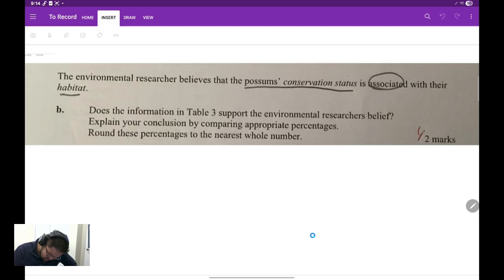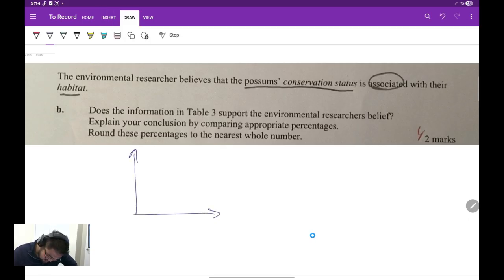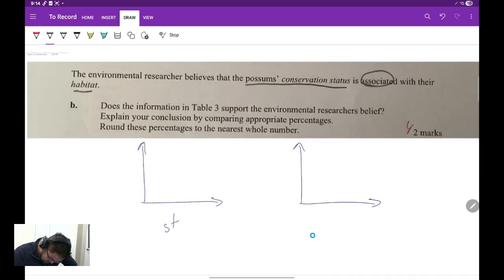Okay, so that means when we're talking about some sort of association, I like to draw some sort of chart here. And I don't know which one's the explanatory and which is the response. So status, habitat, and then we've got habitat, and then status.